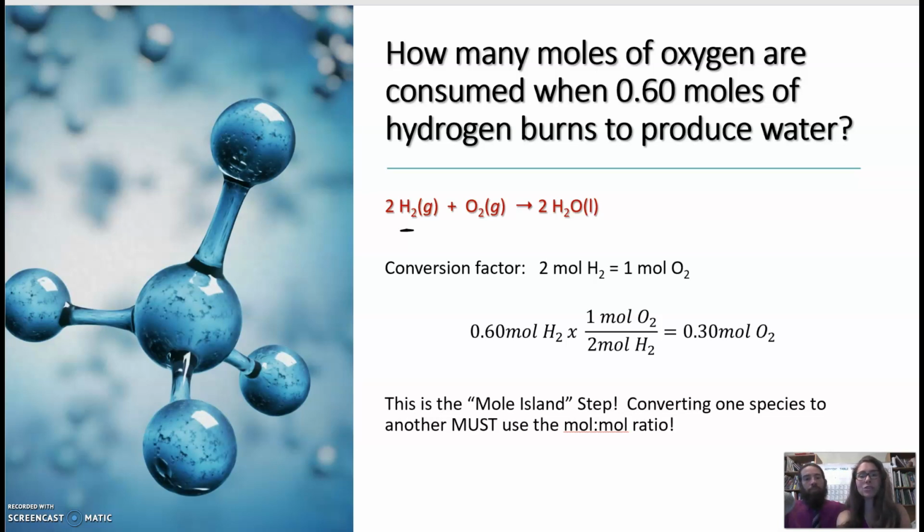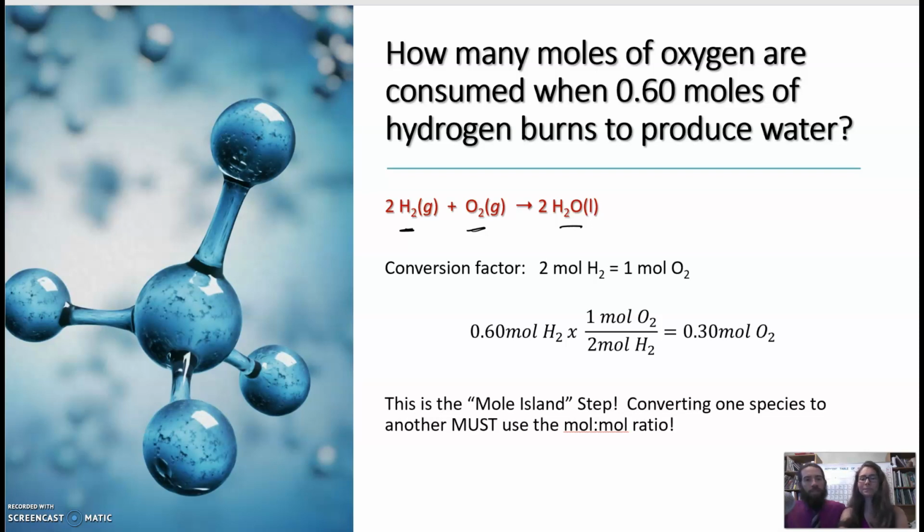So we have our H2 here plus our O2, and it's making water. So we have to balance our equation first. There's 2 H2s, that means there's 4 hydrogens, and we have 4 hydrogens with 2 waters over here, and our oxygens are balanced. So the first step in reaction stoichiometry is always to have a balanced equation.